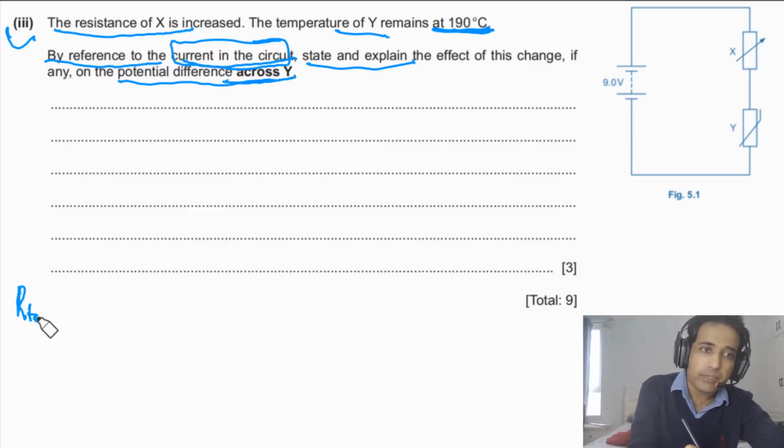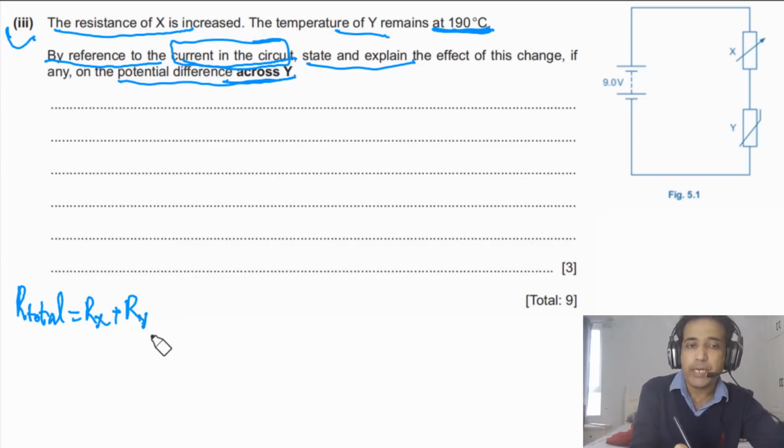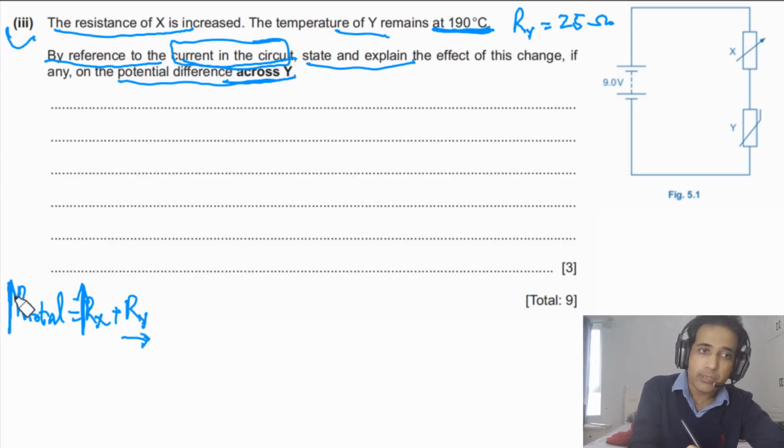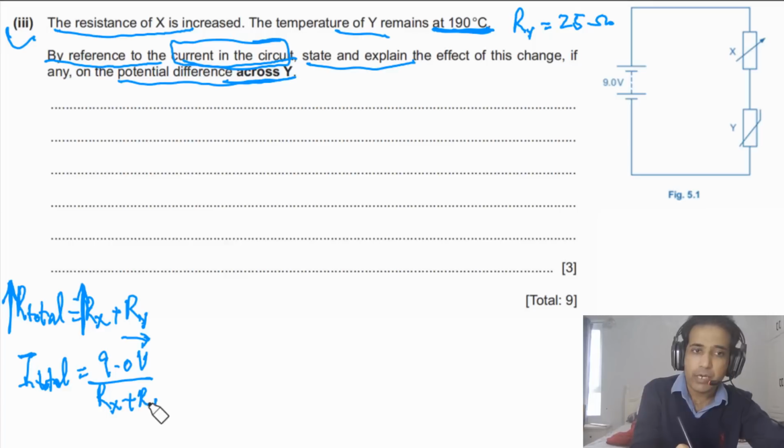First thing we need to understand is what is happening to R total, the total resistance. This is equal to Rx plus Ry. Ry is constant in this case because the temperature remains constant, and the resistance of Y at 190 degrees Celsius is equal to 25 ohms. We have discussed this in the last part. Now if Rx increases, it means that R total increases. If R total increases, what is the effect on I total? So I total will be equal to 9.0 volts divided by Rx plus Ry. Ry is constant, Rx increases, so it means that I total decreases.